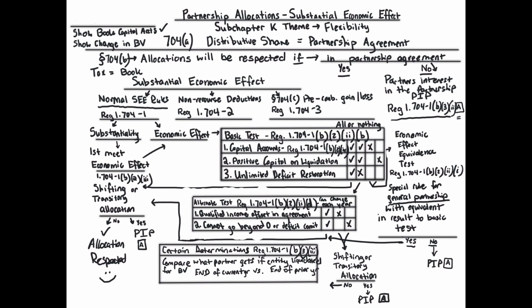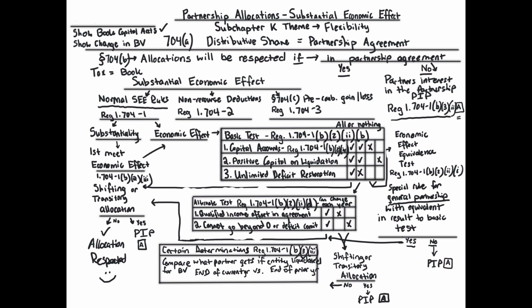Remember, the basic test is all or nothing. You either meet it or you don't. It's not one year and then the next year it changes. The alternate test, though, is different. It can change from each year. There are two requirements. You have to have a qualified income offset in the agreement for every partner, and you cannot go beyond zero or the deficit you commit. So if it's a general partner, they can go negative, so that's fine. But a limited partner can't. So they can either go to zero for the allocation, that's where it can change each year, or they can go negative whatever they commit.